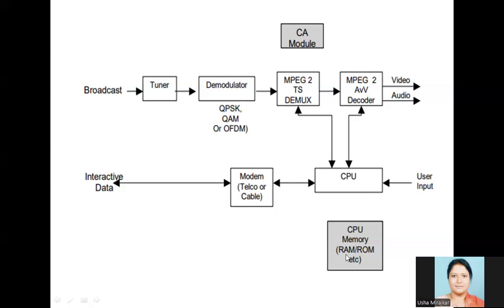Now here is the CPU memory. The memory part will be there. Now this is the conditional access module. The conditional access module means it will have a smart card type or on-card.